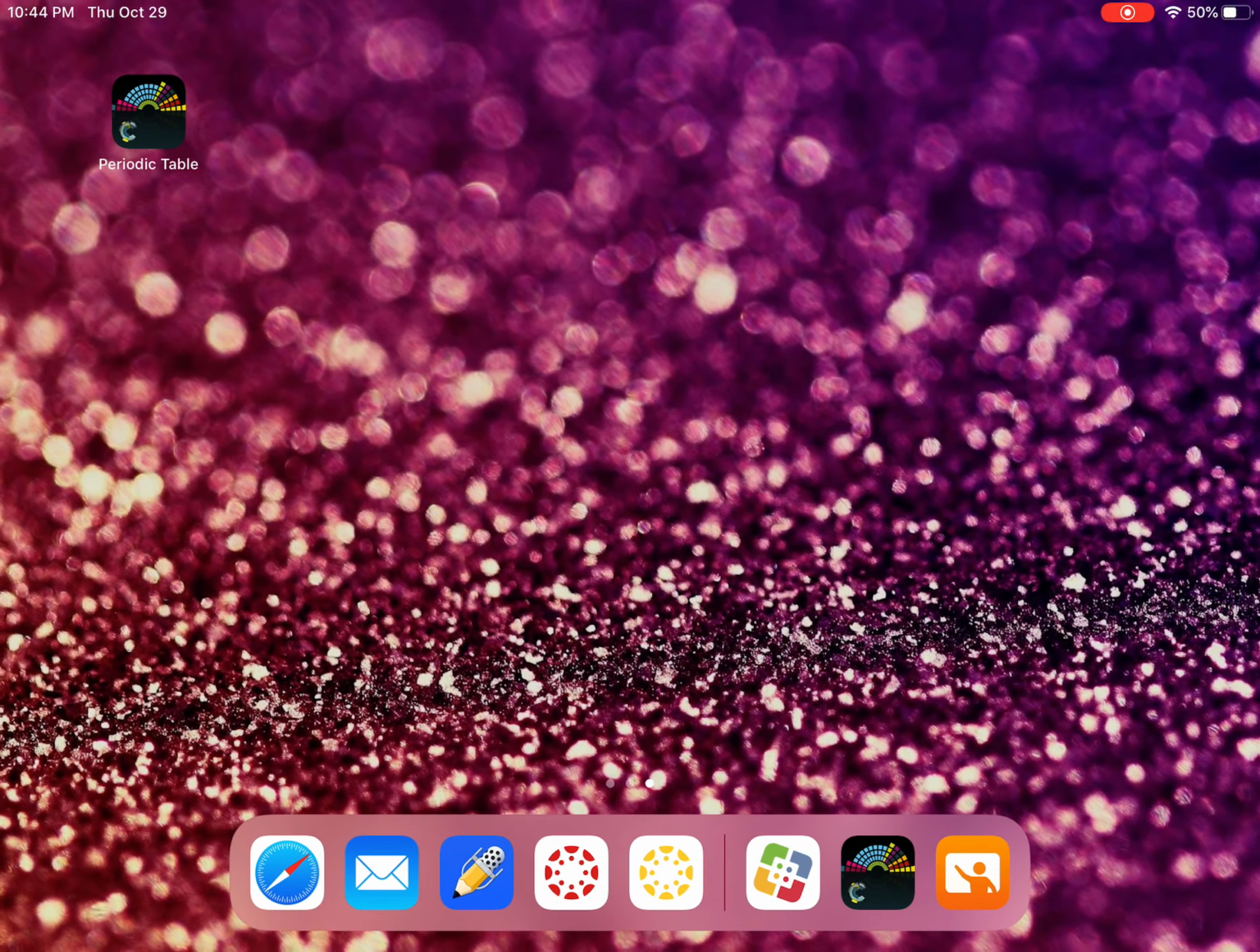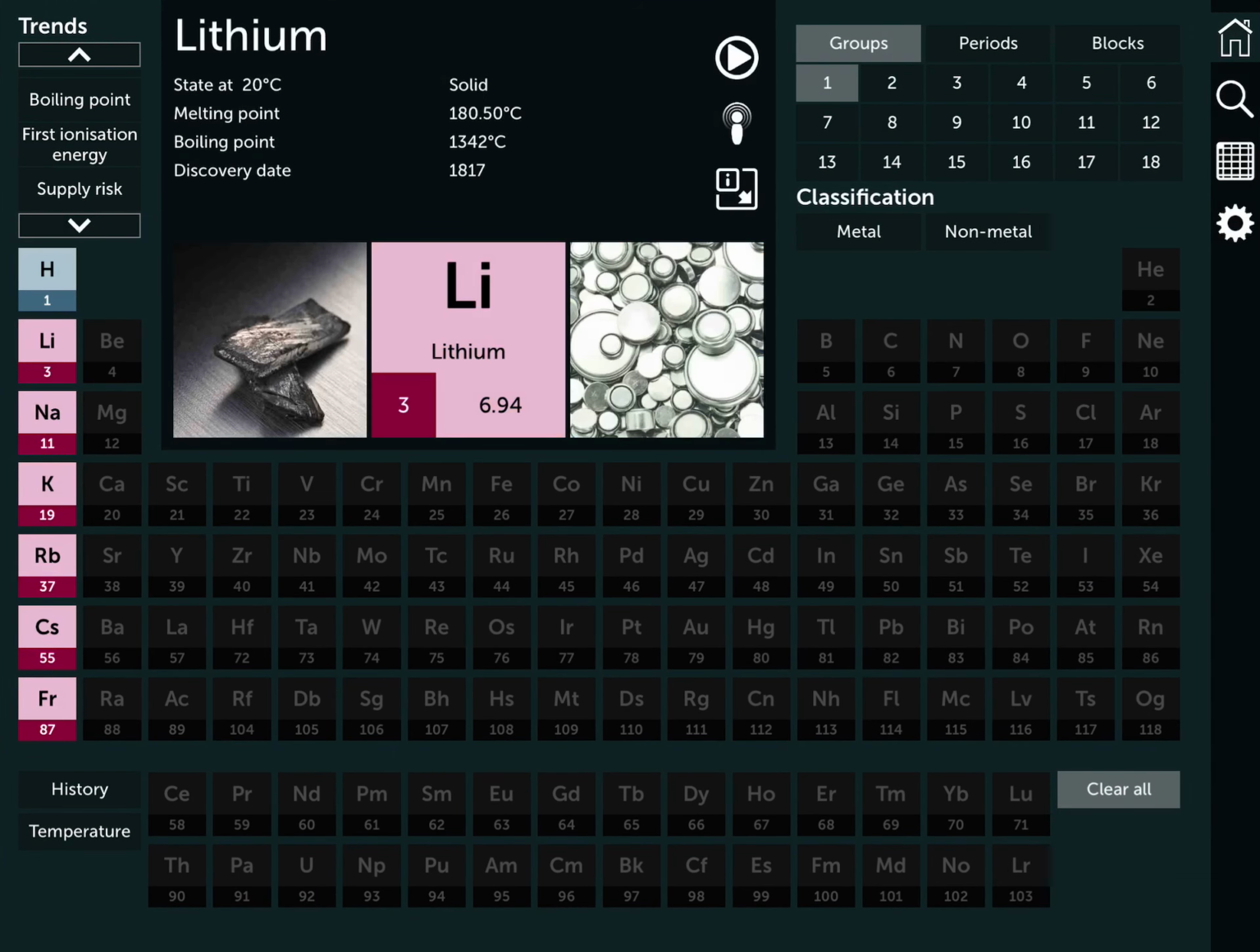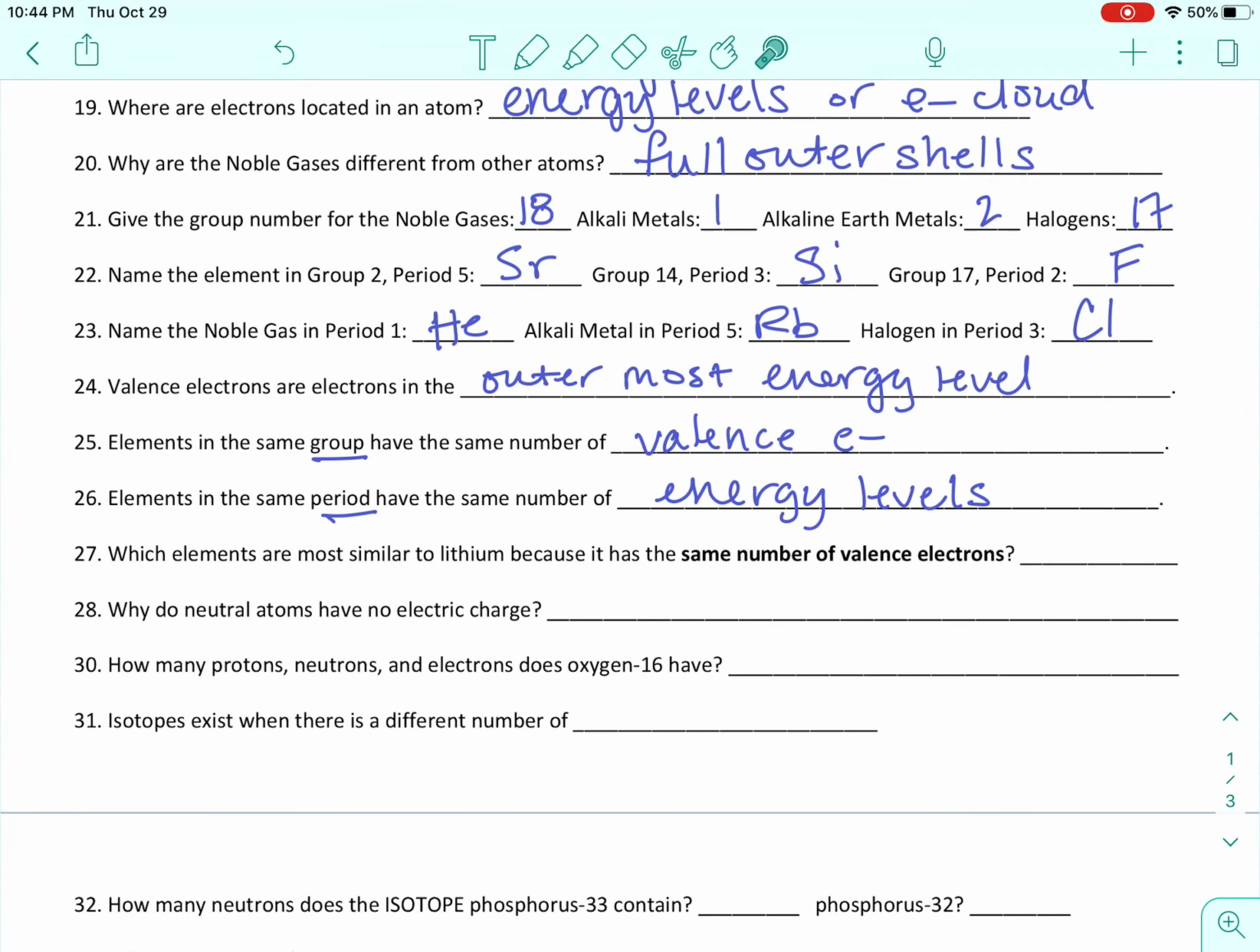So let's find lithium on the periodic table. Lithium here is in group 1. So elements that are in group 1, or other alkali metals, are going to be the most similar to lithium. They're all going to have one valence electron. So group 1 or alkali metals, elements like sodium and potassium.